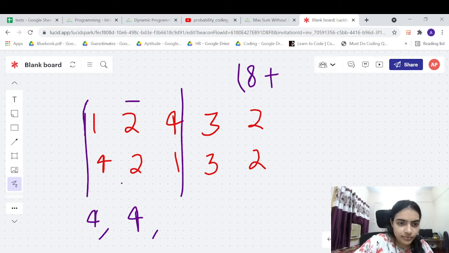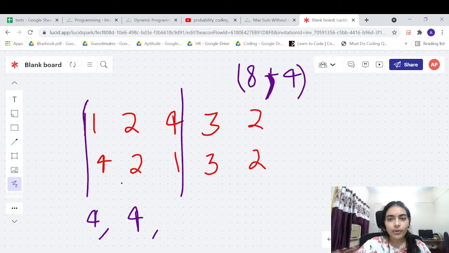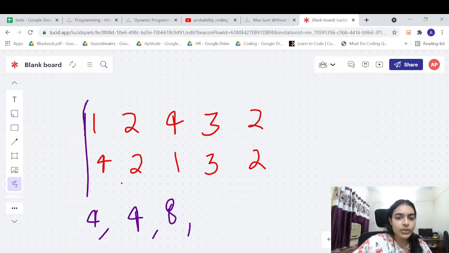Or I can take the maximum from here, 4. Among 8 and 4, which is maximum? 8 is maximum, so I will take 8. Now let me go to the next column.